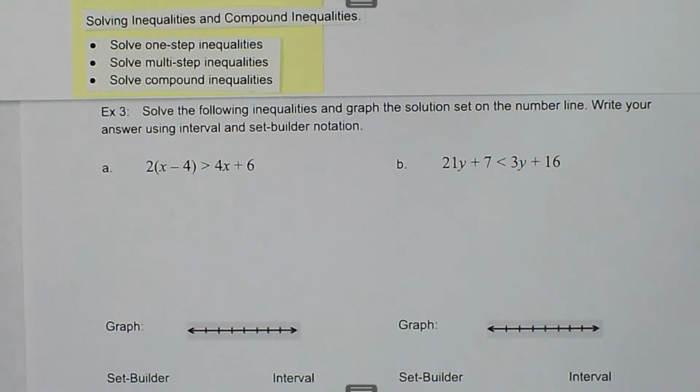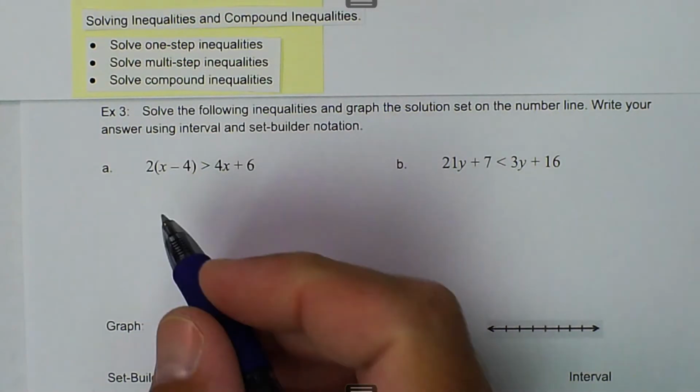We are talking about solving inequalities. In this case, we have multi-step inequalities. Solve the following inequalities and graph the solution set on the number line. Write your answer using interval and set builder notation. So just go ahead and get started with part A here.